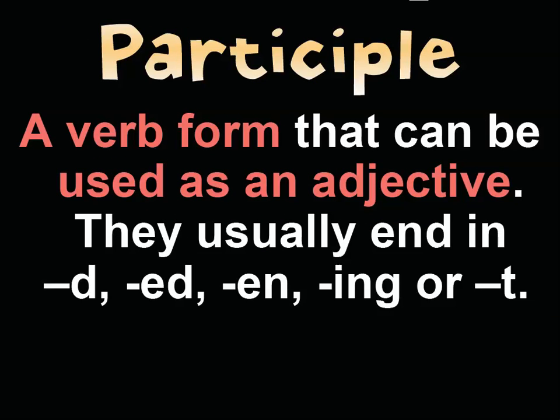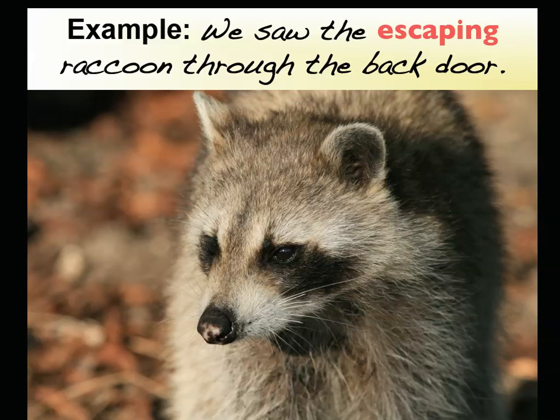So the definition of a participle is a verb form that can be used as an adjective. They usually end in D, ED, EN, ING, or T. Here's an example. We saw the escaping raccoon through the back door. So notice escaping is the participle. It is a verb form, you're right, but it's being used as an adjective in this sentence. It's modifying the noun raccoon.